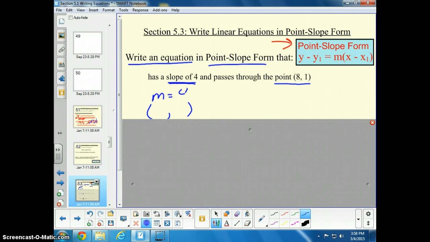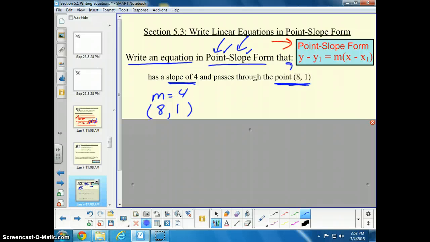And this problem, they're being pretty nice. They've given us the slope, which is 4, and they've given us a point that it goes through, (8, 1). So I've already got the two pieces of information I need for point-slope form. I have a point, check, and I have a slope, check. So I've got the two things I need. I can go right to my equation now.